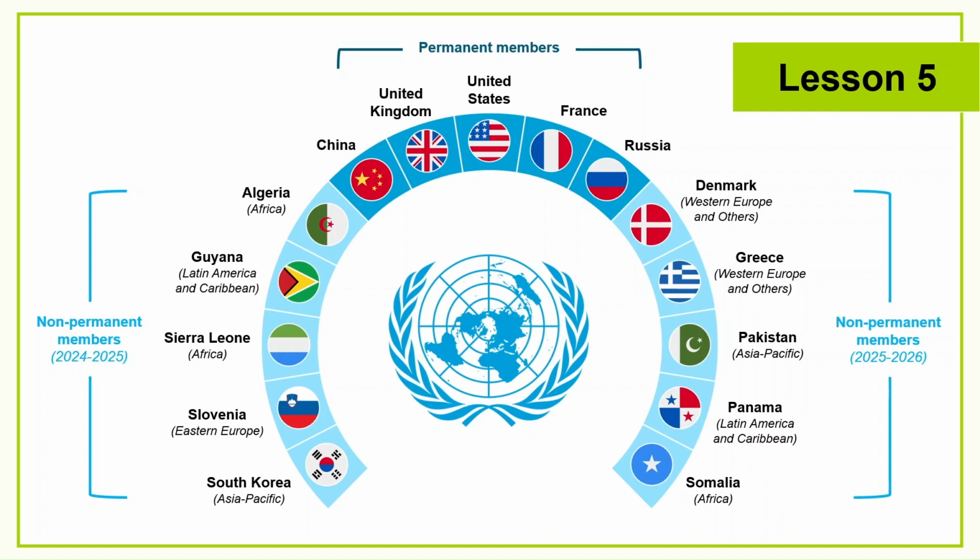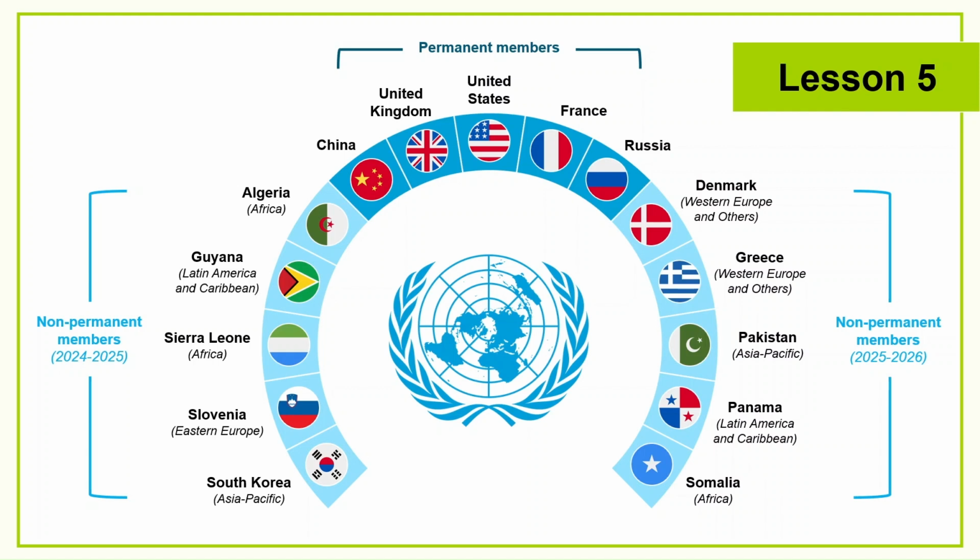For a proposal to pass within the Security Council, at least 9 of the 15 members must approve it. However, the 5 permanent members have the power to veto a proposal by voting against it, even if that's just 1 of the 5.